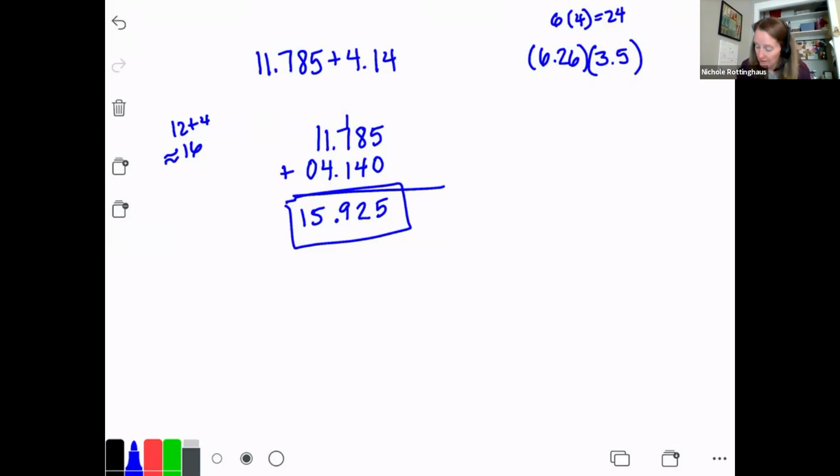All right, let's do the math. So 6.26 times 3.5. When we're multiplying, we don't need to line up the decimal point. We're going to set this up just like we would solve a multi-digit multiplication problem. So 6 times 5 is 30. 5 times 2 is 10 plus 3 is 13.